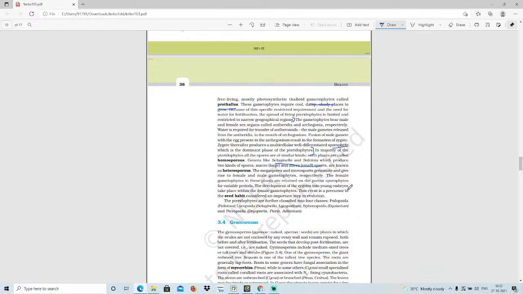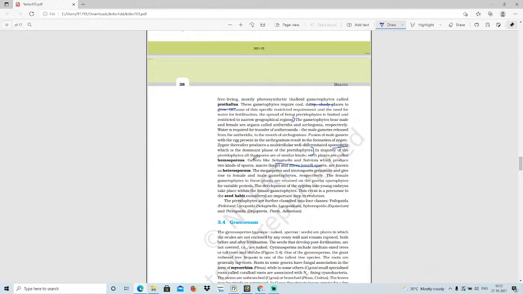So this event is a precursor to the seed habit, considered an important step in evolution. Okay, the pteridophytes are further classified into four classes: Psilopsida, Psilotum, Lycopsida. In Lycopsida, Selaginella and Lycopodium, Sphenopsida and Pteropsida. Lot of classes, four classes, and a lot of examples. I think this paragraph was not very clear, so we understood till Homosporus.